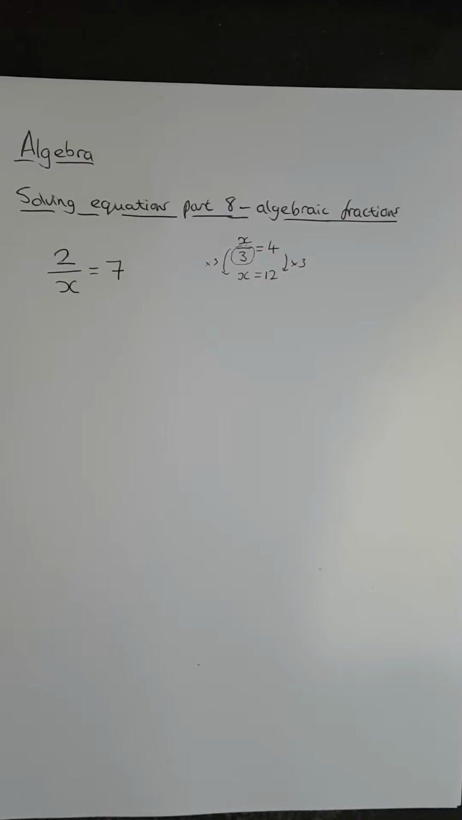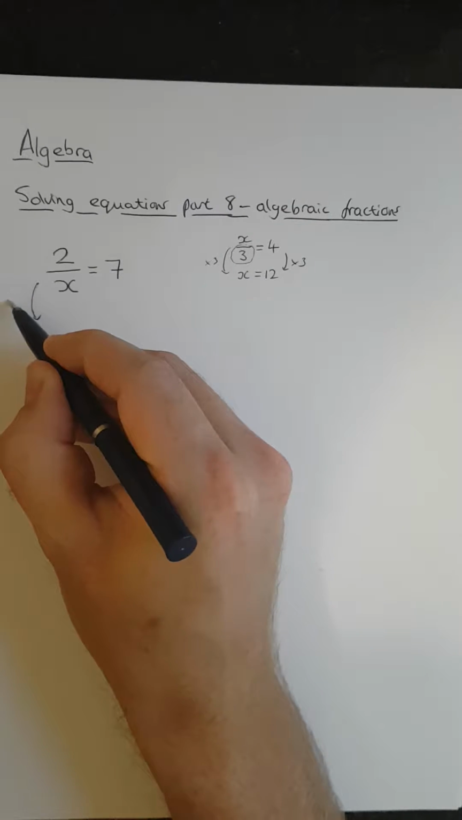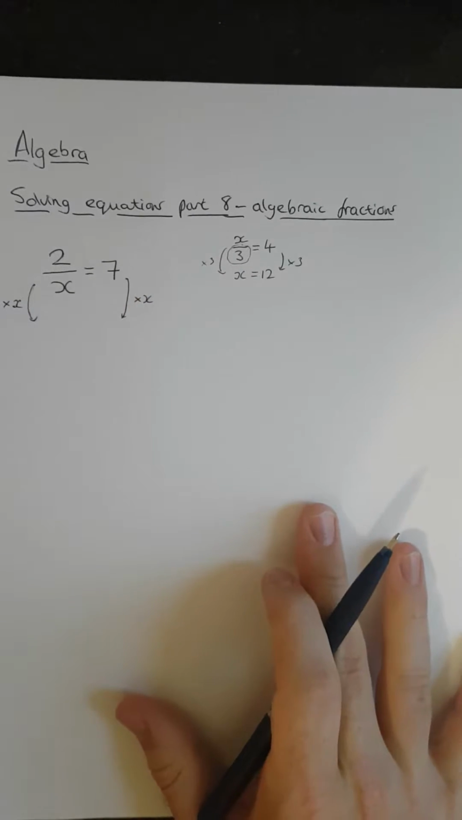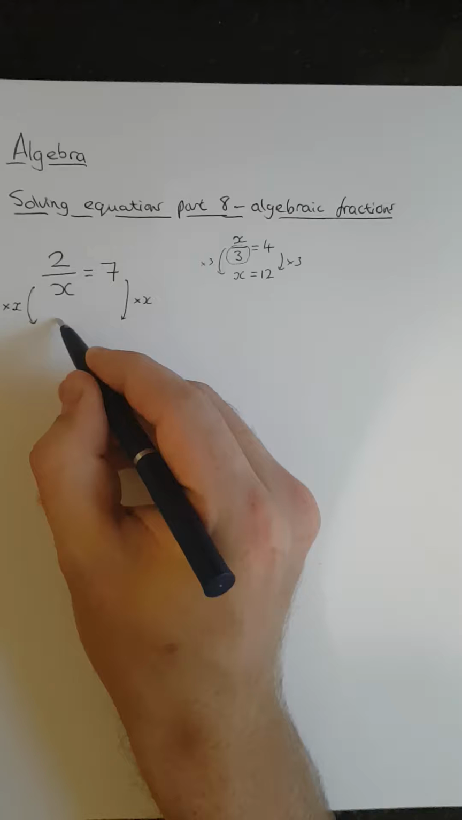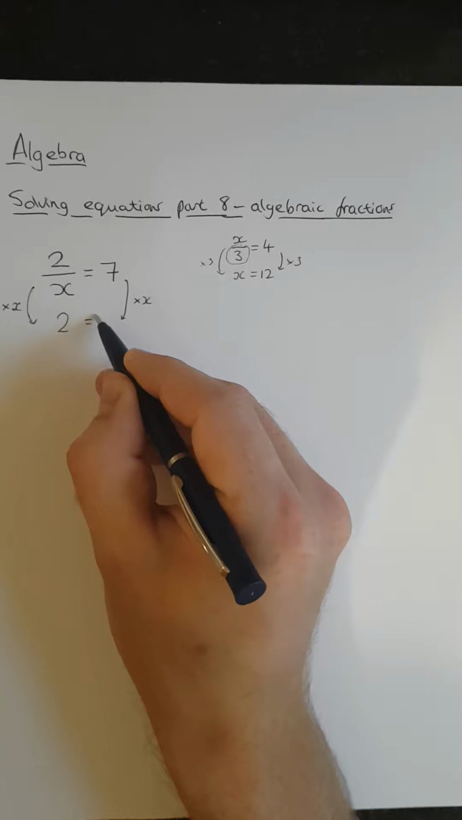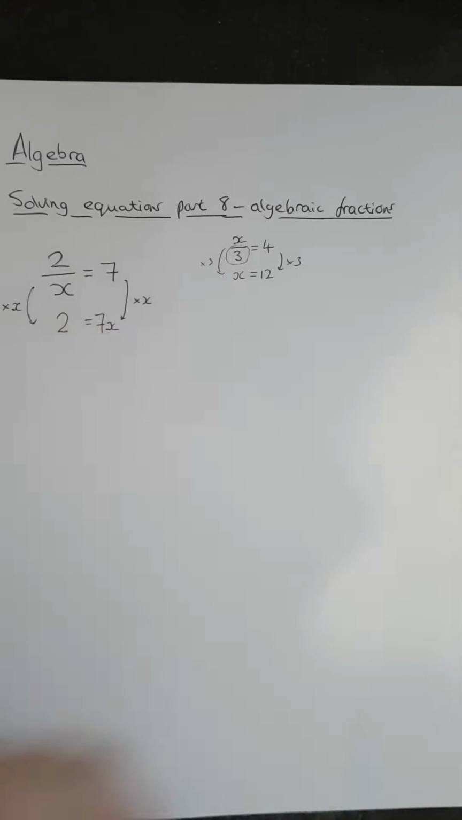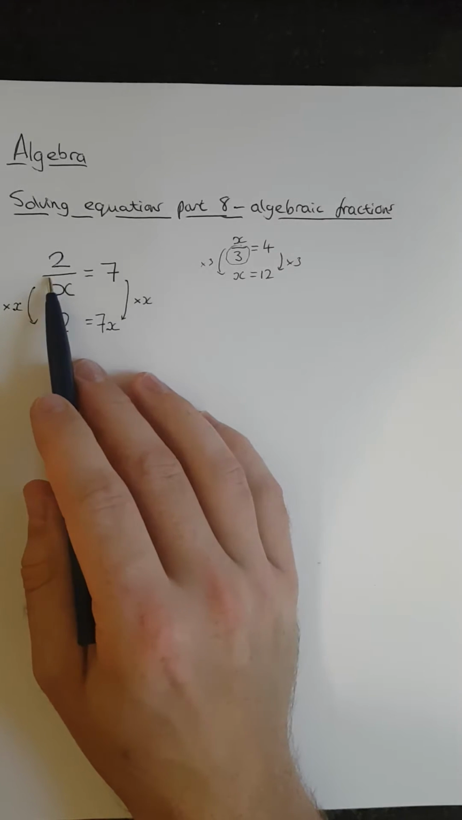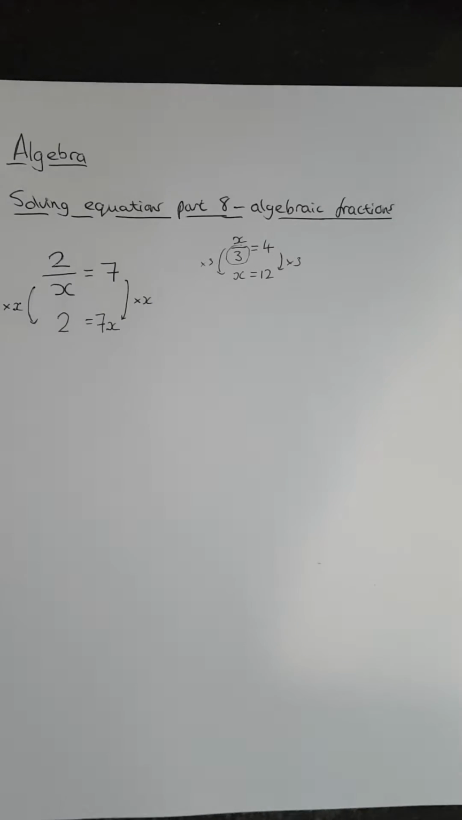Well, let's reverse dividing by x and see what happens. So we have to multiply both sides by x. So the left just becomes 2 because we've cancelled out the divide, and the right becomes 7 times x. Now, this equation we can solve. So, by eliminating the fraction from our equation, we've made something that's nice and straightforward.